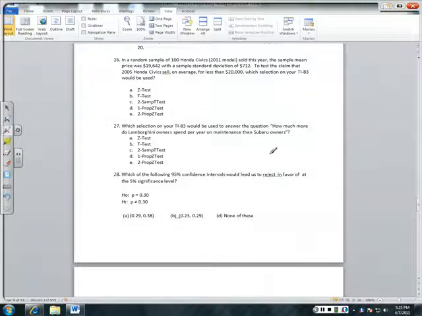Scoot this up a little bit for the next one. Which of those intervals would lead us to reject in favor of the 5%? Well, you reject when the interval doesn't include the parameter. If it includes 0, I'm sorry, if it includes the parameter, I was thinking about one of the other problems. Anyway, this is p equal or not equal to 30. If it includes 30, you would fail to reject. But we're looking for a reject. Option B does not include 30. That's it.